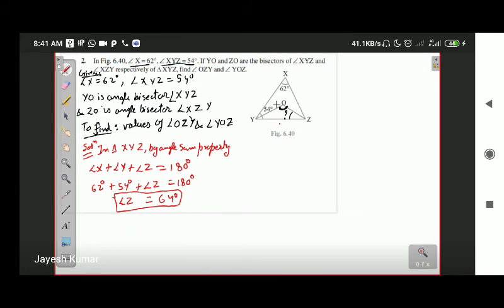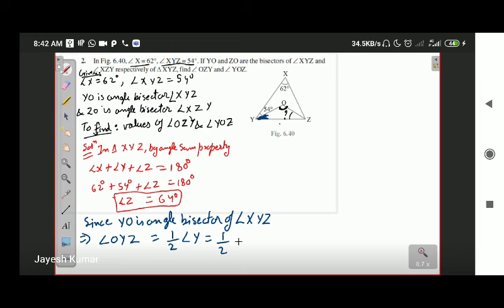Next, what we need to find out is half of Z and half of Y. Since YO is the angle bisector of angle XYZ, that means angle OYZ, this smaller angle, is equal to half of angle Y. So half of 54 degrees is equal to 27 degrees.